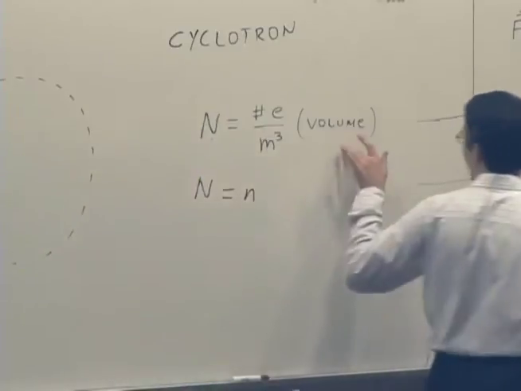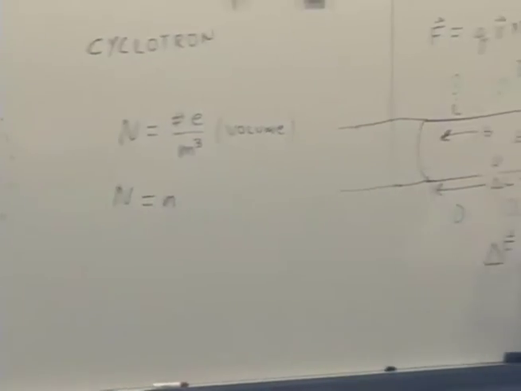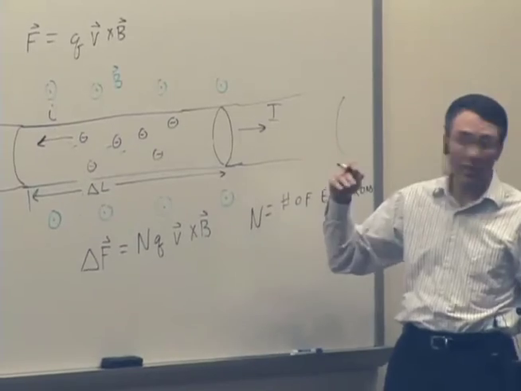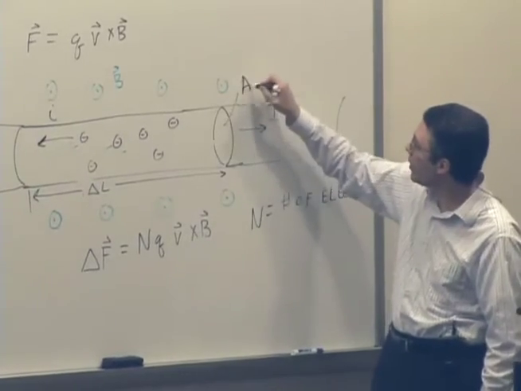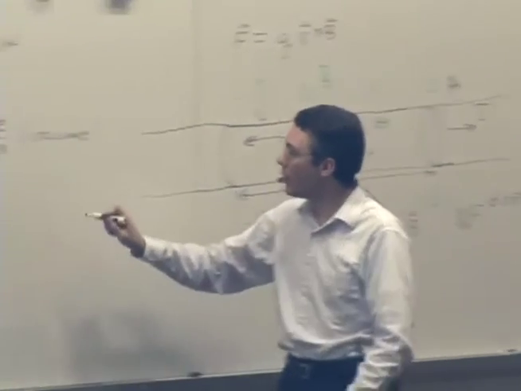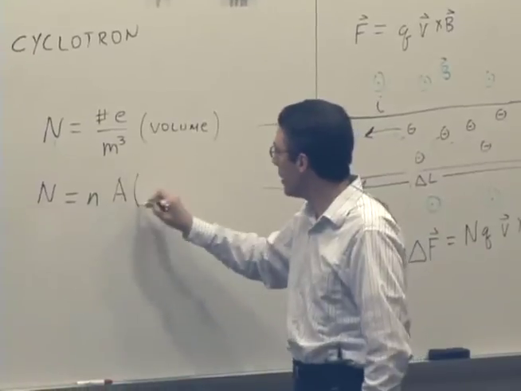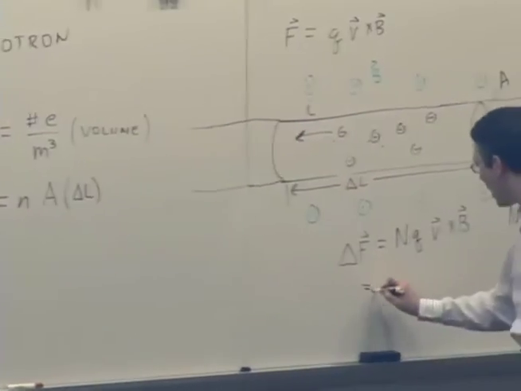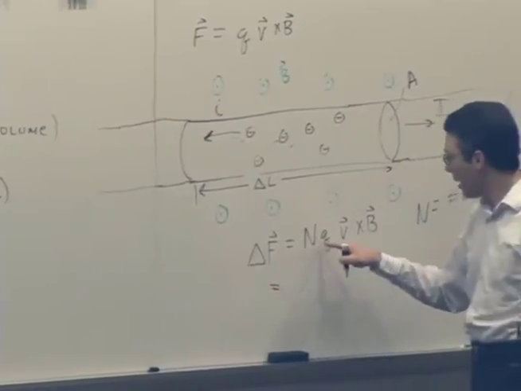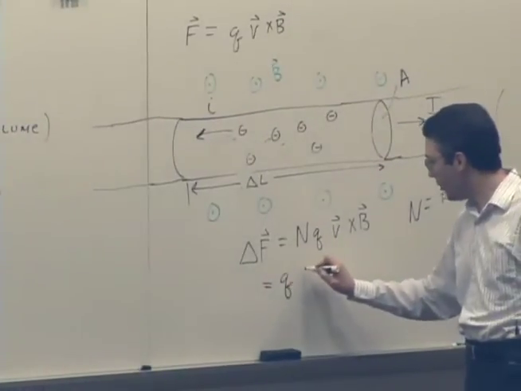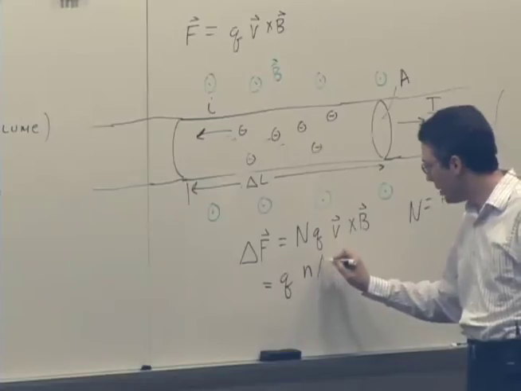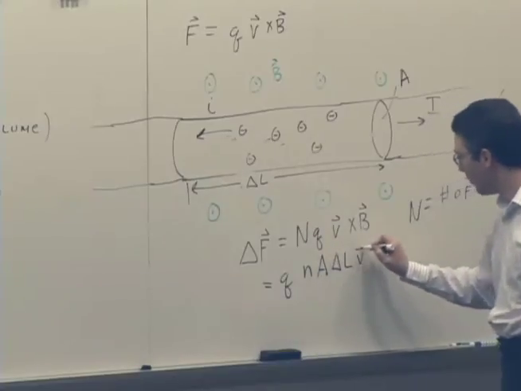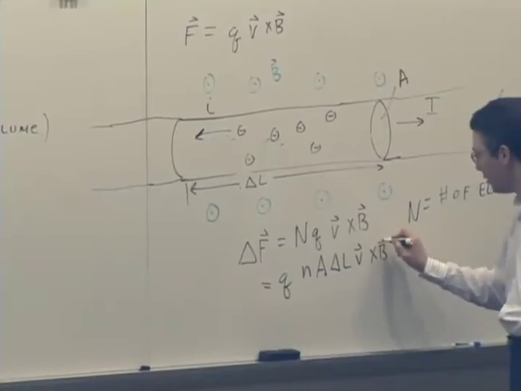And the volume of this segment would depend on its length and what else? Cross-sectional area. So we need to know that, right? So it's going to be cross-sectional area times this delta L. Let me plug that in. I'll bring the Q out front. We're going to have Q times n times A times delta L times V cross B.